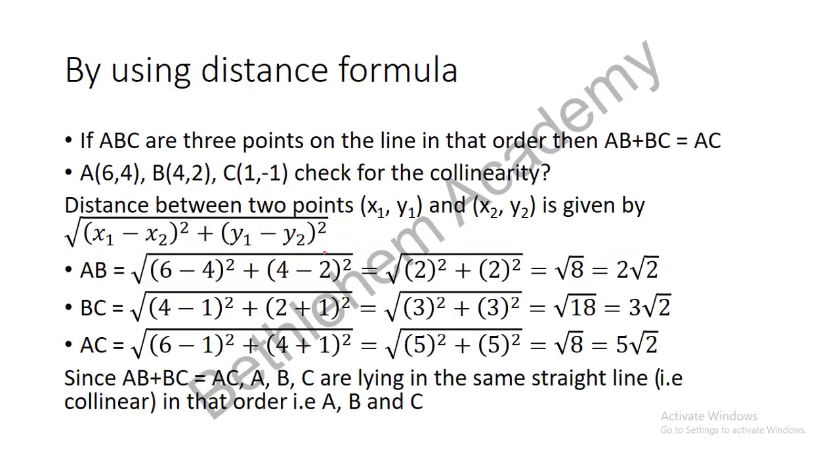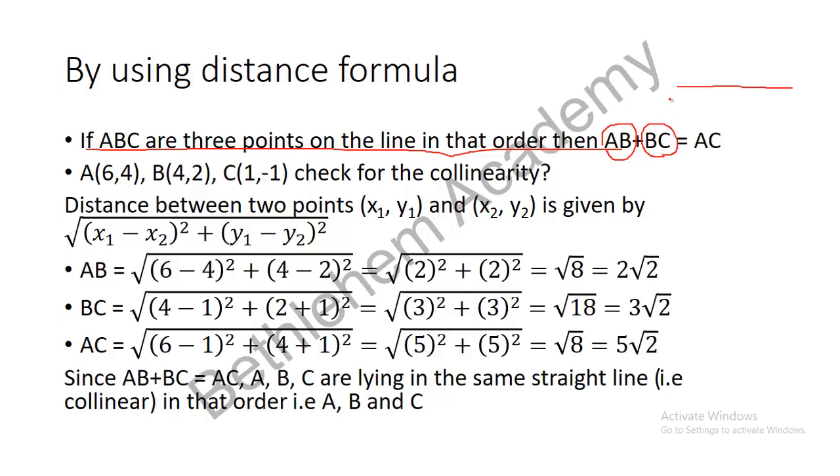Let's take an example and look at the individual concepts one by one. How do we calculate the collinearity of the points using the distance formula? By using just the distance formula, can we say whether the given points are collinear or not? Yes. How can we say? If A, B, C are 3 points on a line in that order, then AB, the distance between A and B, plus BC, the distance between B and C, must be equal to AC. That is very evident, isn't it?